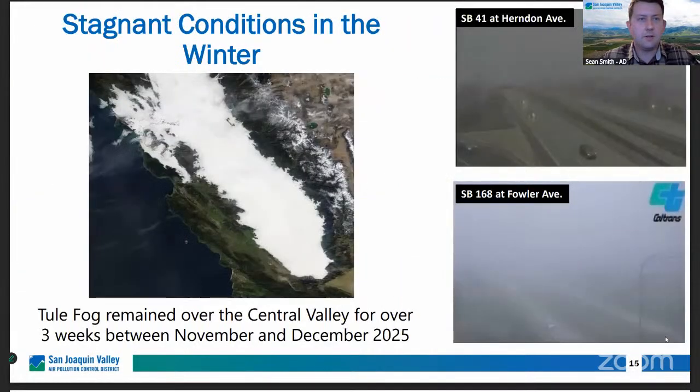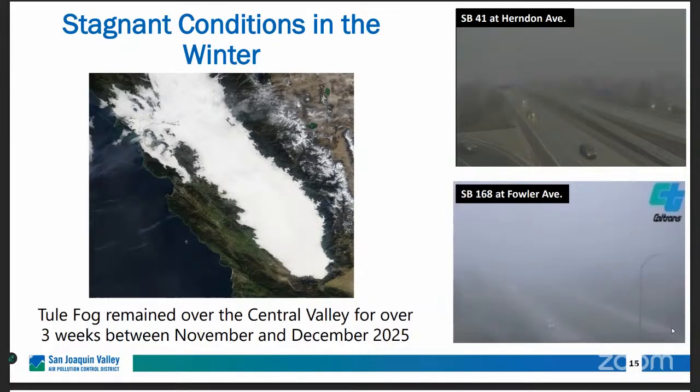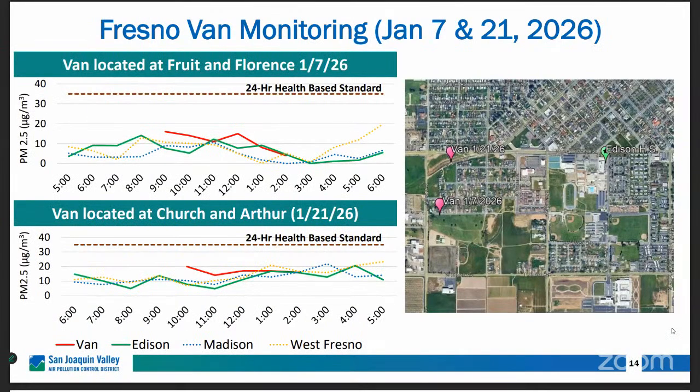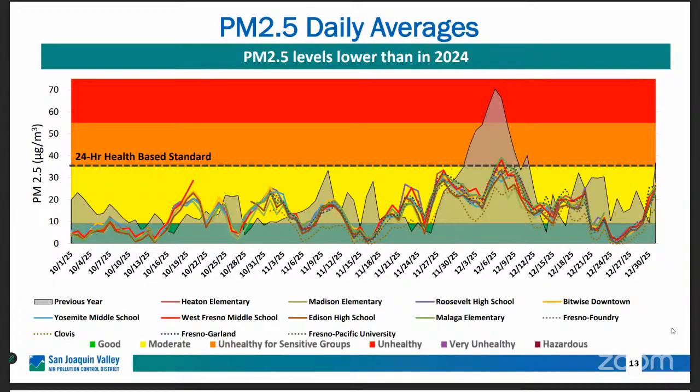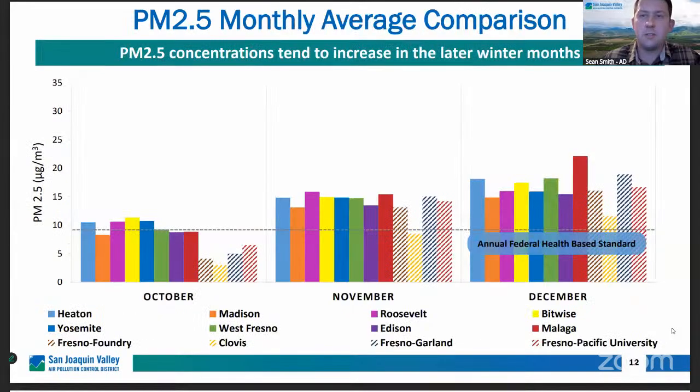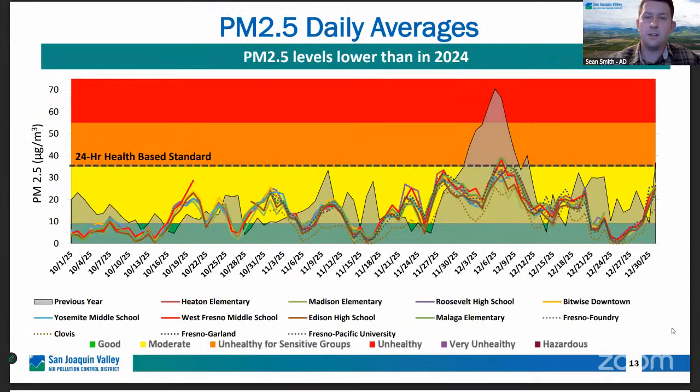Any other questions, comments, recommendations for the camp team? Yeah, thank you. I had one question. Did you say that in 2025, there were no days where it was unhealthy for sensitive populations? Zero. Sorry, that was a misspeak. What I meant to say is it's unhealthy for sensitive groups. There were 3 days.